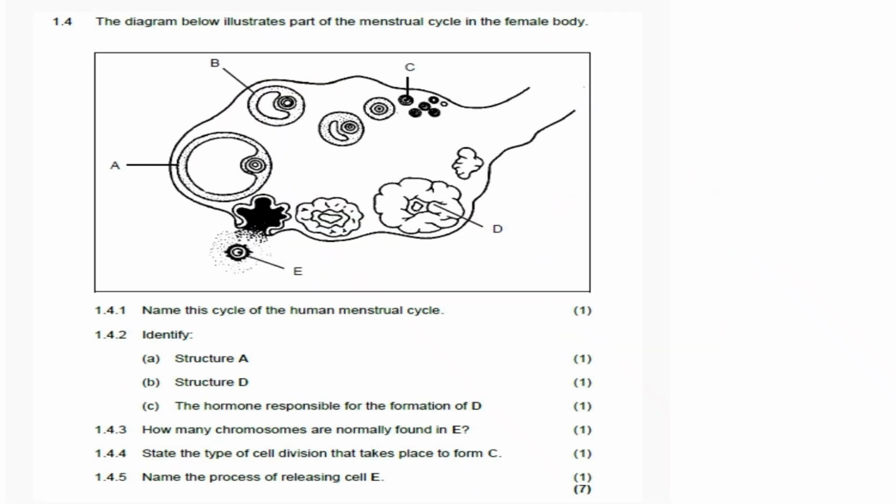Now let's continue. This is our last question. 1.4. The diagram below illustrates part of the menstrual cycle in the female body. Now 1.4.1. Name this cycle of the human menstrual cycle. It is what we call the ovarian cycle. 1.4.1. Ovarian cycle, right? Ovarian cycle.